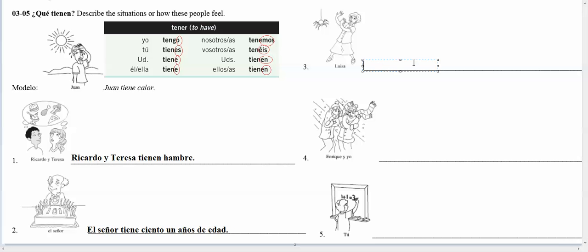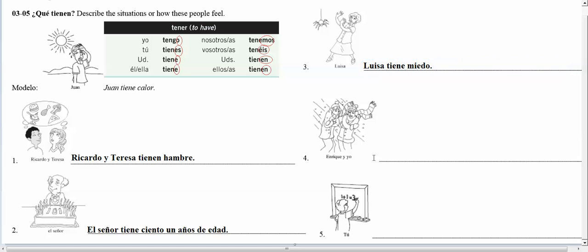Luisa is dealing with this spider over here. I'm thinking she's afraid. So Luisa, and afraid is tener miedo. Who's afraid? Luisa or ella. If I go over here to ella, it should be tiene. So I'm going to change my tener to tiene. Luisa tiene miedo.